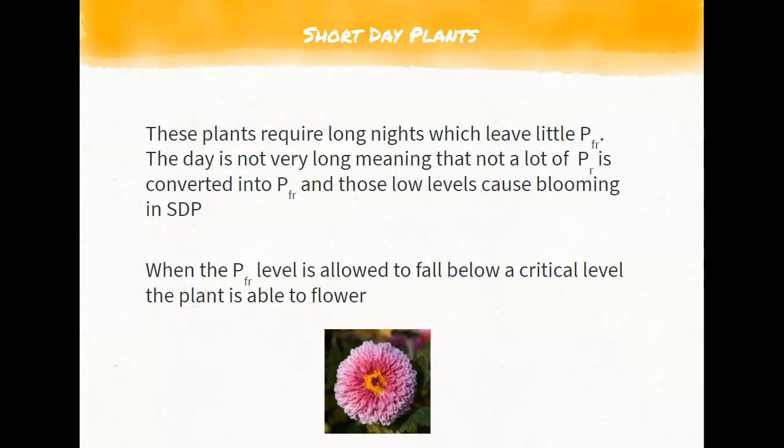In short day plants, you have the opposite. So you have really long nights, which means that you have less PFR. The day is not as long, so less PR is converted to PFR, and the PFR over this long night is going back to PR. So once the PFR level falls below a critical level, the flowering hormone is released and the plant will bloom.